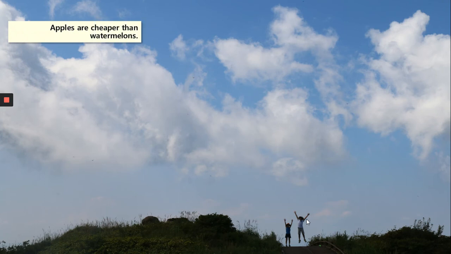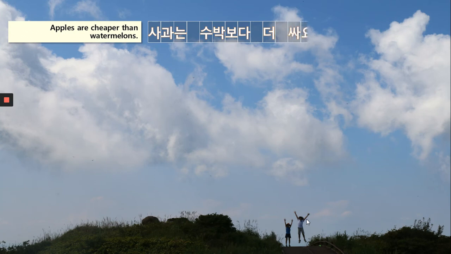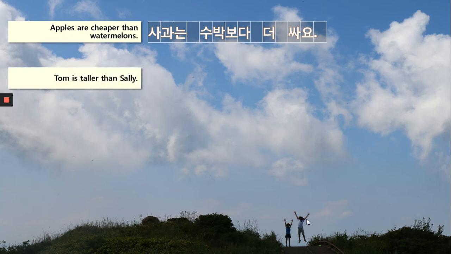Apples are cheaper than watermelons, of course. 사과 and subject marker 사과가, or topic marker 사과는 is okay. 사과는 then watermelons, 수박, and then 보다, and cheaper. You can omit 더. 더 is optional. 더 cheaper, 싸요. 사과는 수박보다 더 싸요.